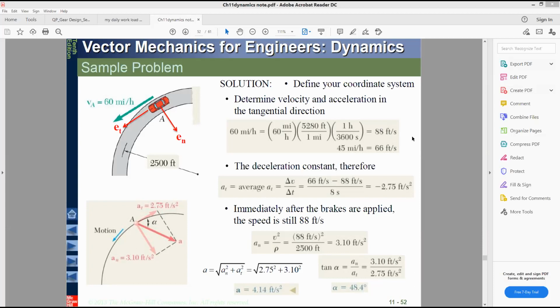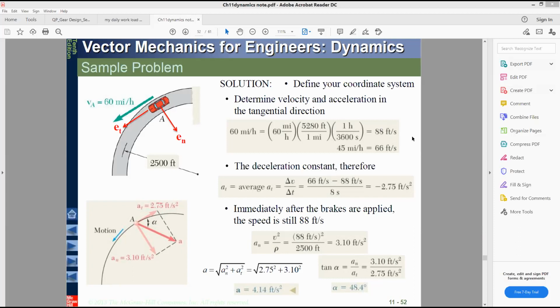dv is final velocity minus initial velocity. Initially it was 88 feet per second, which means 60 miles per hour, and finally 66 feet per second, which means 45 miles per hour, within a time span of 8 seconds. So our deceleration rate is (66 minus 88) by 8, so minus 2.75 feet per second squared. Up to this we can easily understand.